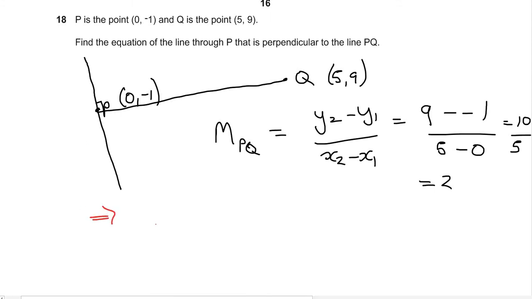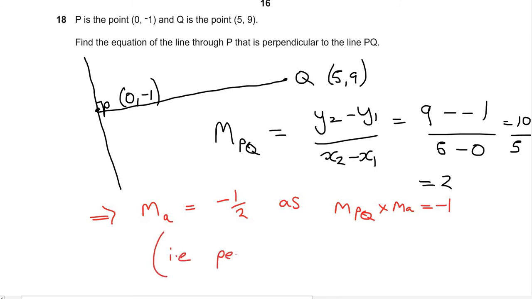Okay, so this implies that m of this other line, let's call it A, equals minus a half, as m_PQ times m_A equals minus 1, i.e. perpendicular lines have gradients that multiply to minus 1. And this is a well-known fact.